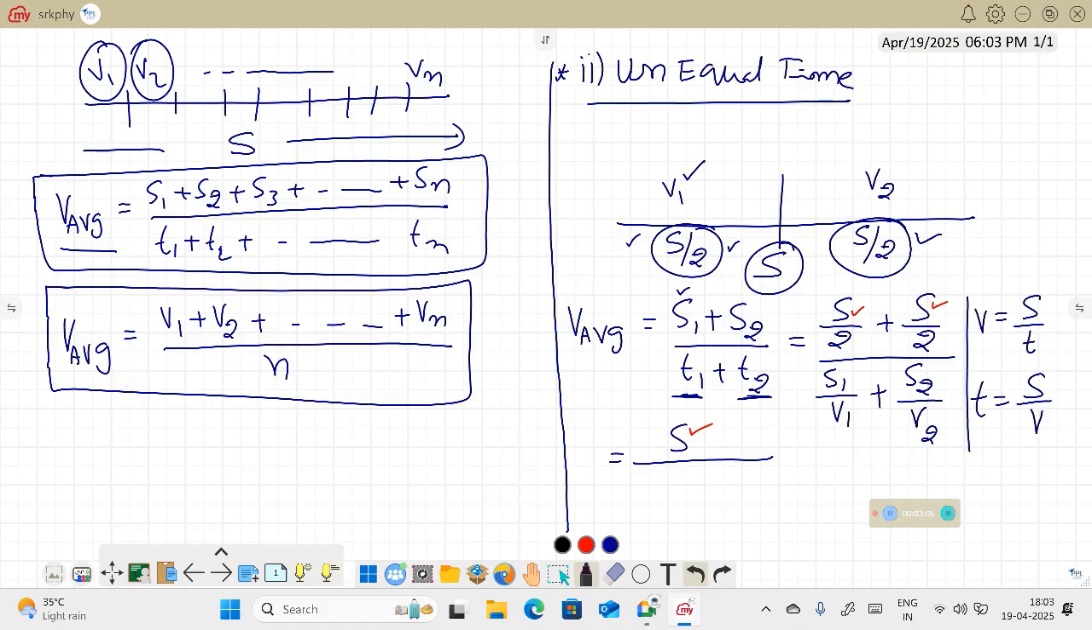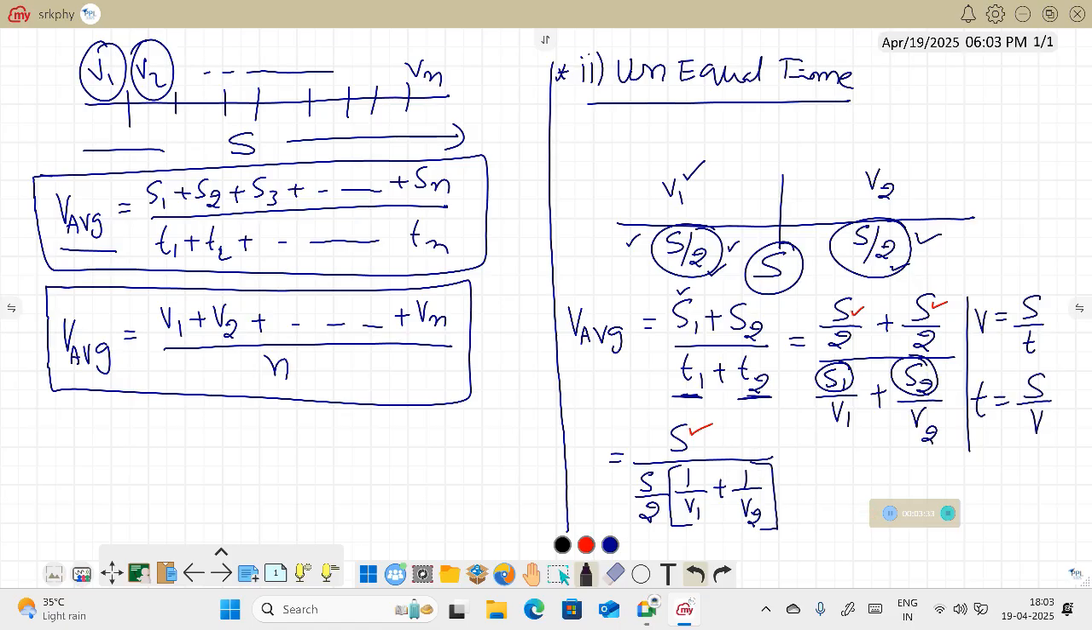Now the denominator: S1 by V1 plus S2 by V2. What is S1 again? S by 2. What is S2 again? S by 2. Replace here. That means I can write S by 2 over V1, and here also S by 2 over V2. I can take S by 2 common. If you take it common, what are you going to get? That is 1 by V1 plus 1 by V2 in the bracket.